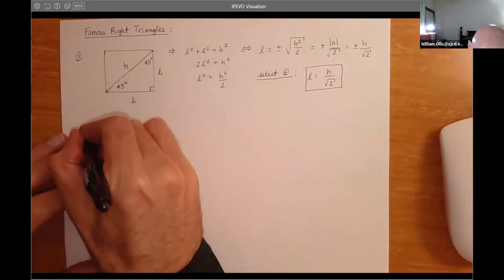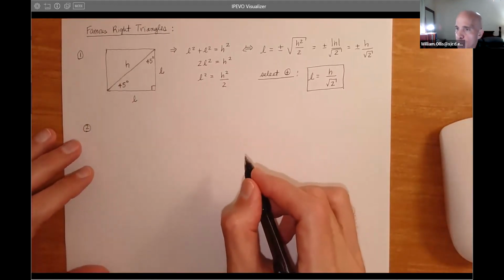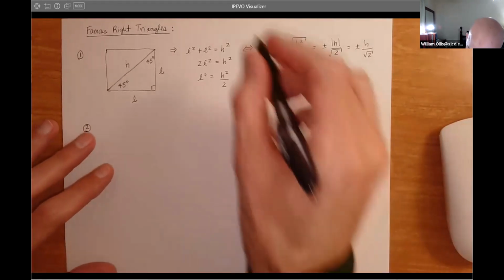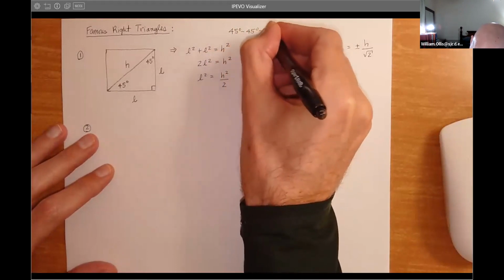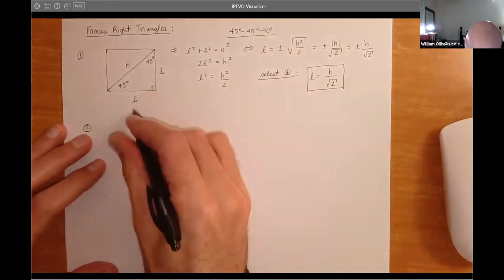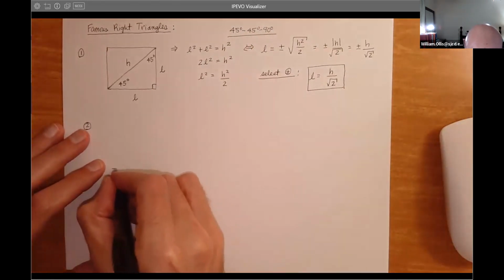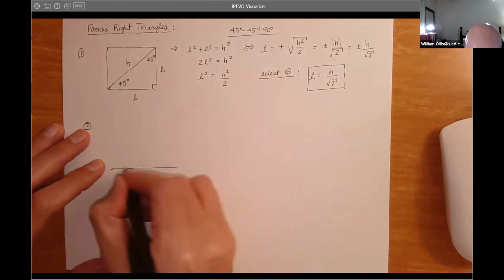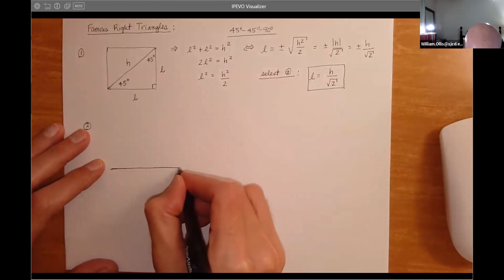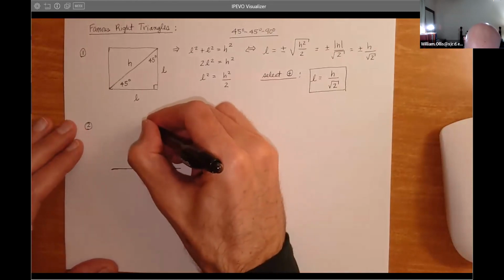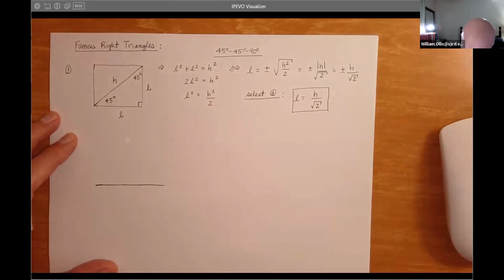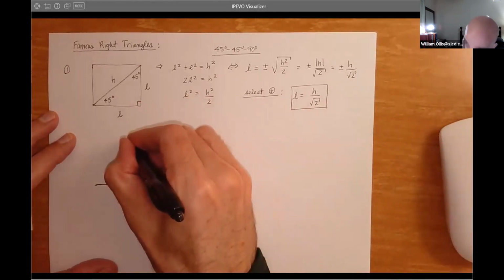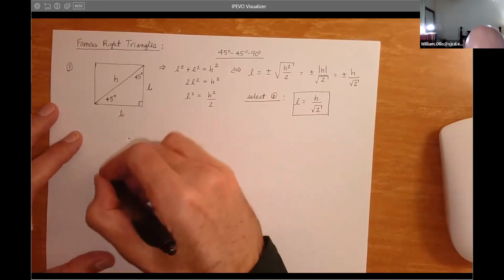Now, the second one, we want to start with an equilateral triangle and get the 30, 60, 90. So I'll just write over here 45, 45, 90. So now let's start with isosceles. We're not actually, we're going to make isosceles, but we're going to start with equilateral. You can say equilateral or equilateral. Probably more professors say equilateral, but you choose.